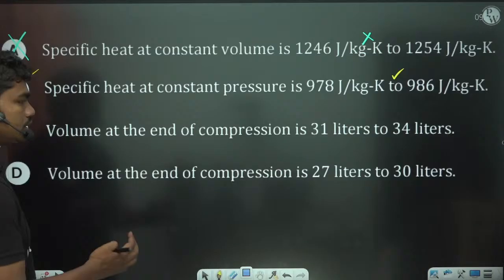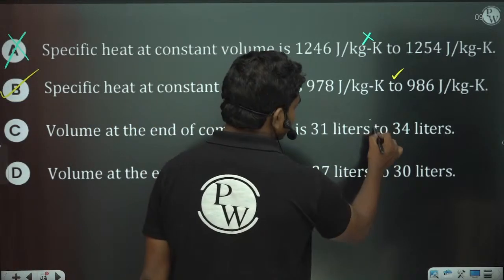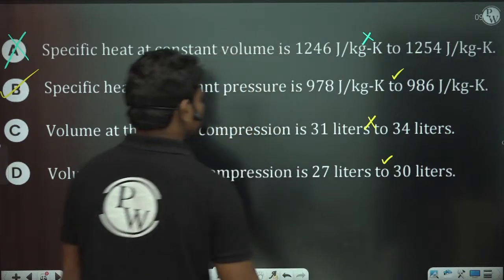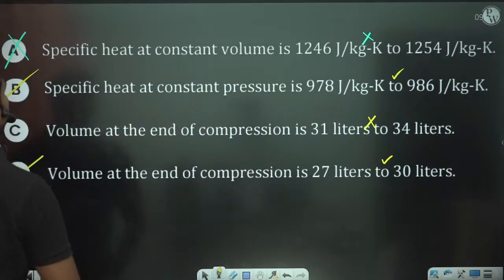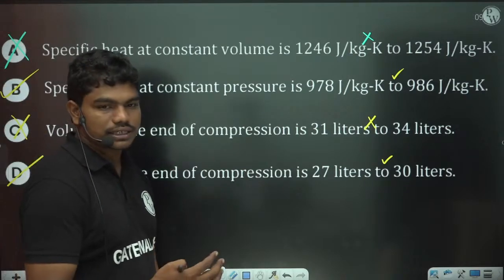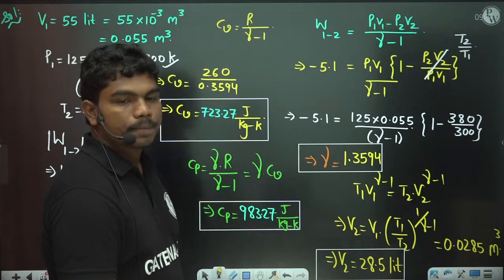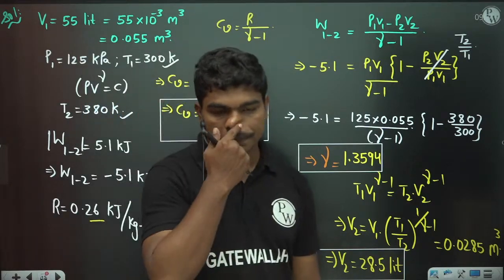If you check these options, 27 to 30, 28.5 is exactly in between. So this is actually wrong and this is the correct answer. We can say option D is correct, but option C is actually wrong. So B and D are the correct answers in this case, as per this calculation. Clearly you can see. Okay, is this clear?